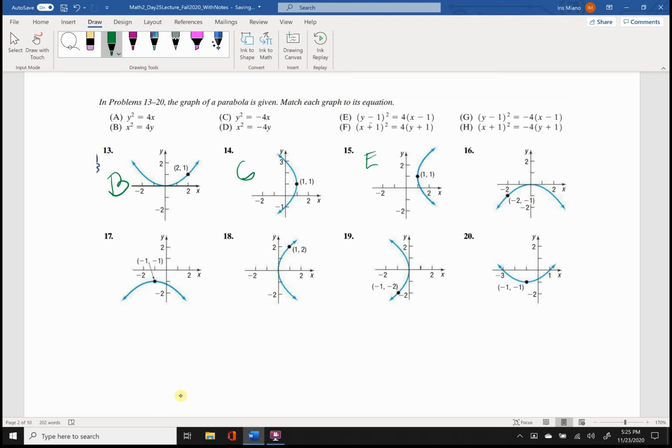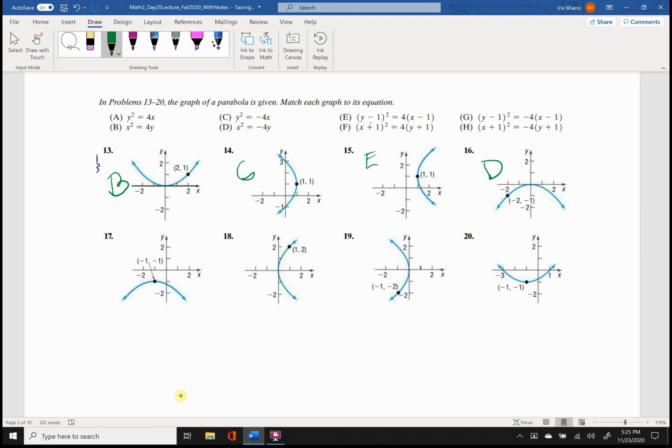Number 16, I'm opening down, so that means a -4 factor and squaring in x, and my vertex is at 0, 0. So looking at all the options here, D is the best one. Squared in x, -4 factor, origin vertex. So again, that's D.